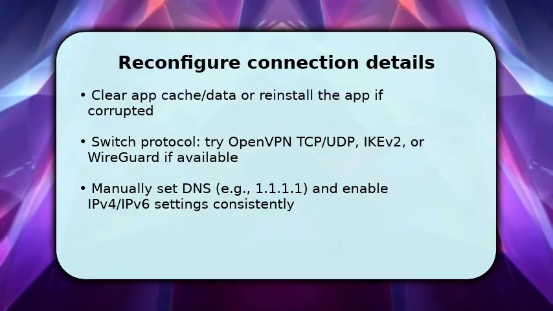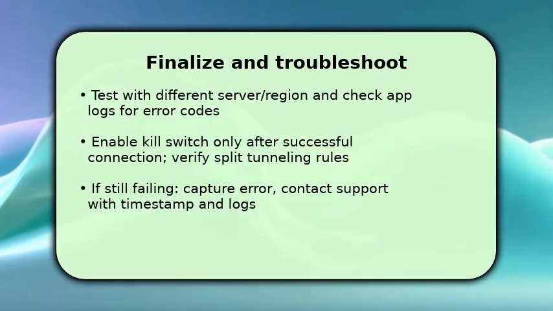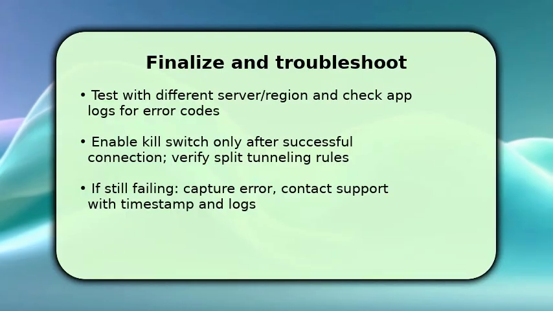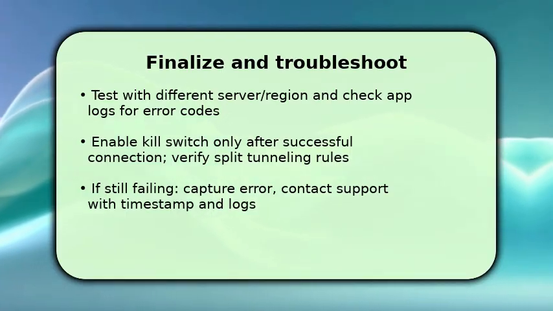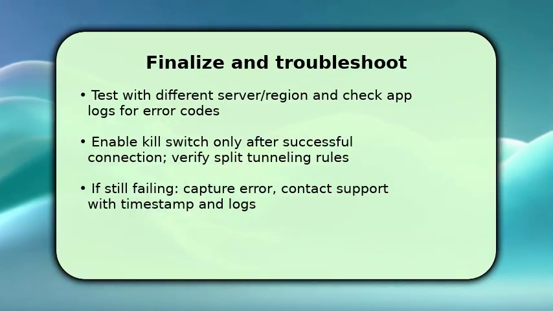Finish by testing multiple servers and watching SuperVPN's connection log for specific error codes. Those codes show whether the issue is auth, routing, or TLS. Once you connect, enable the kill switch and confirm split tunneling rules to protect traffic.